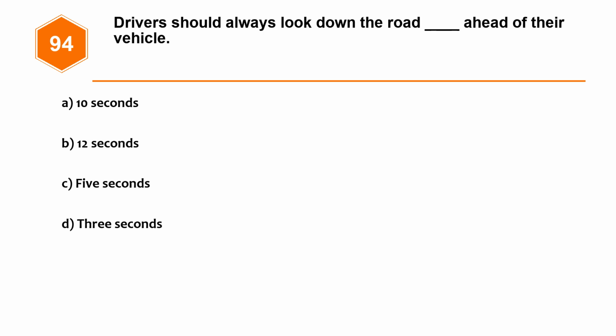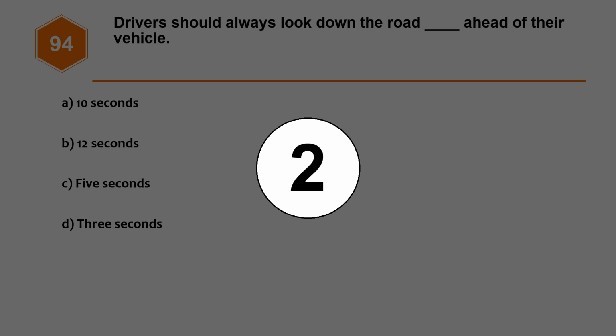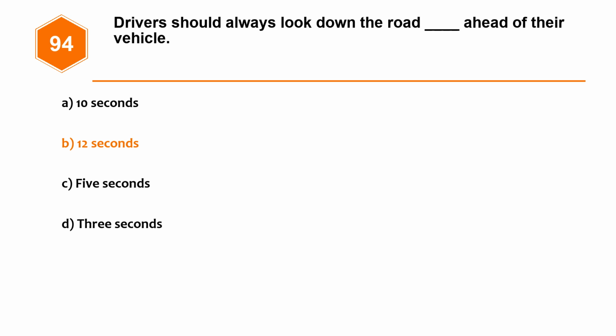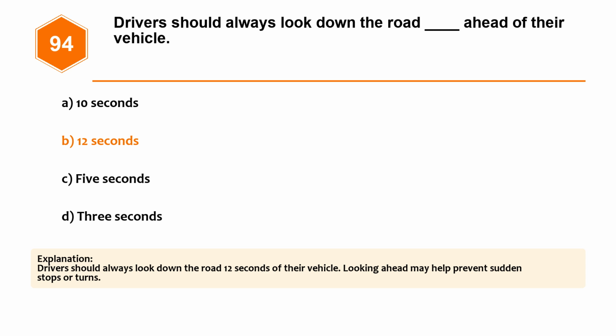Option A, 10 seconds. Option B, 12 seconds. Option C, 5 seconds. Option D, 3 seconds. The correct answer is option B, 12 seconds. Explanation: drivers should always look down the road 12 seconds ahead of their vehicle. Looking ahead may help prevent sudden stops or turns.